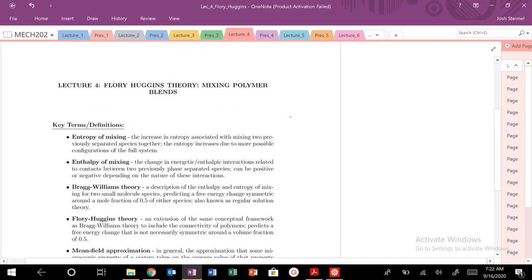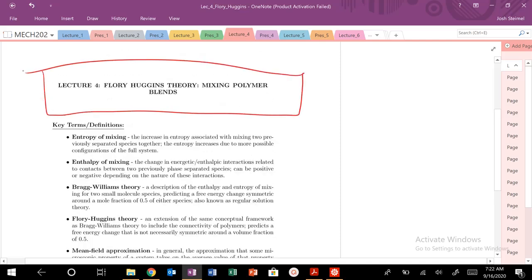We're going to get into lecture four, which is Flory-Huggins theory and mixing polymer blends. So far we've been dealing with single polymer chains, thinking about, okay, if this chain is in different solvents, how is it going to behave? But we've been primarily focused on how do single chains behave?